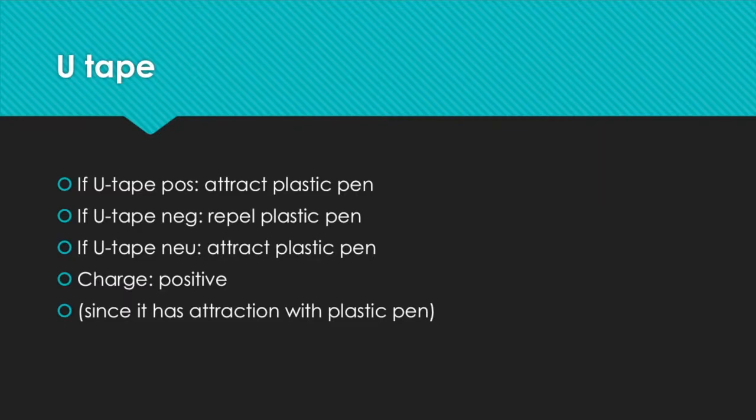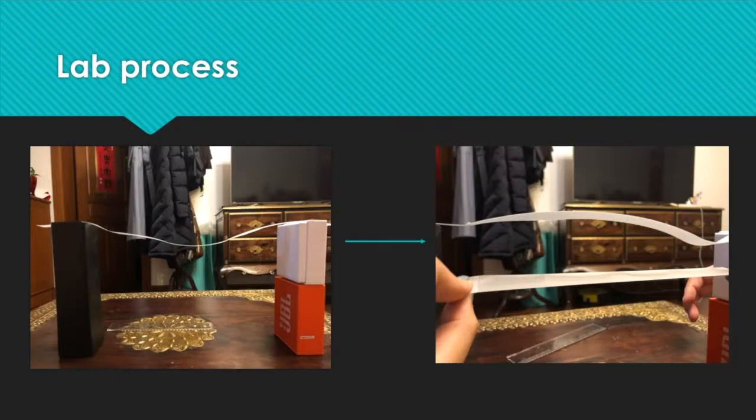Let's look at the U tape. As we know, if we rub a plastic pen with our hair, the plastic pen will gain negative charge. So if the U tape is positively charged, it will attract the plastic pen. On the other hand, if it's negatively charged, it will repel the plastic pen. And if it's neutral, it will still attract the plastic pen. My U tape turned out to be positively charged since it attracts the plastic pen.